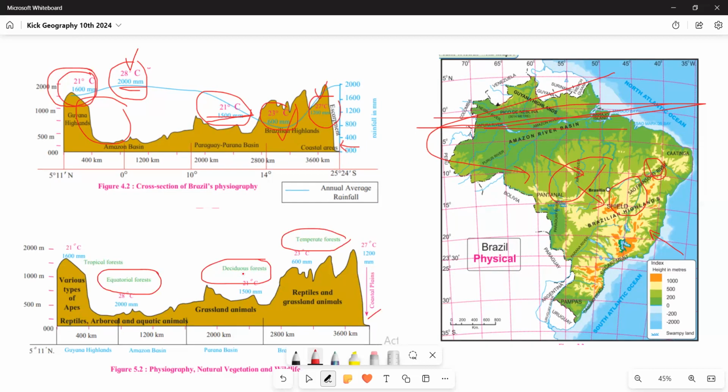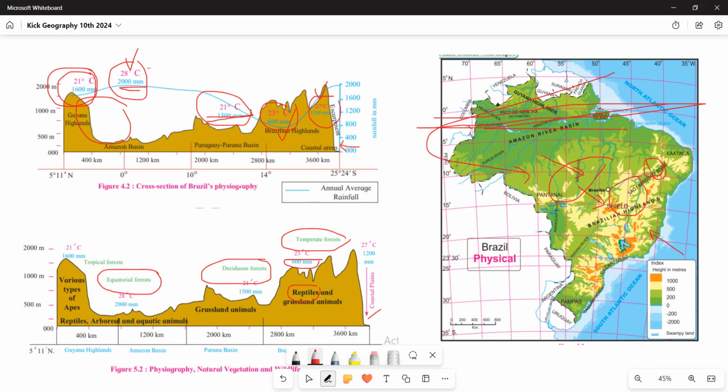And since this is a tropical equatorial region, we find equatorial reptiles, arboreal and aquatic animals because of the big river flowing over here. We have got grasslands because there is deciduous forest in this region. Then we have got reptiles, and because you have got a drought quadrilateral, you have got an area which has less amount of rainfall. So you find more reptiles over here. So it becomes very easy to remember if we understand what the graph is.